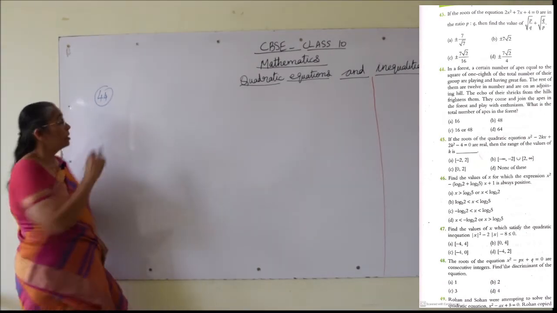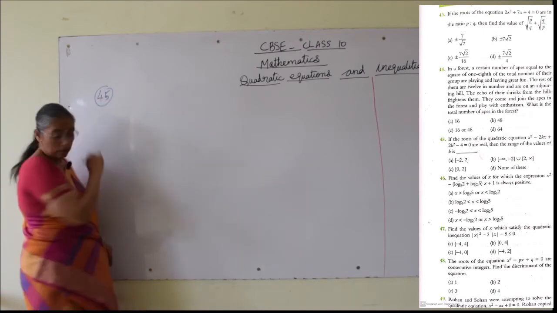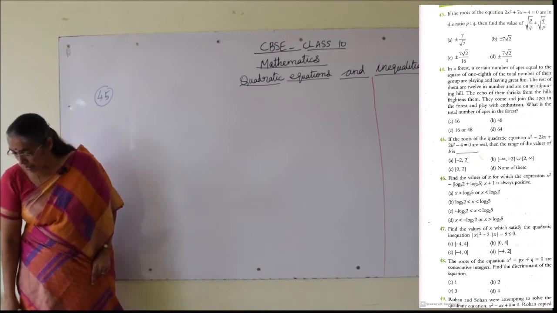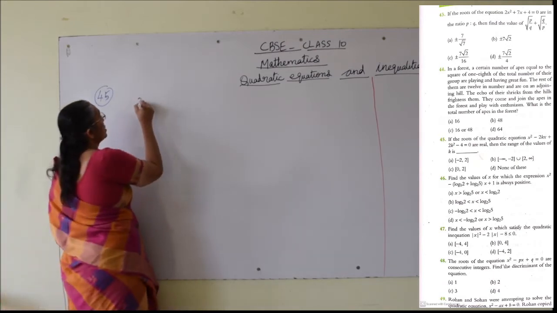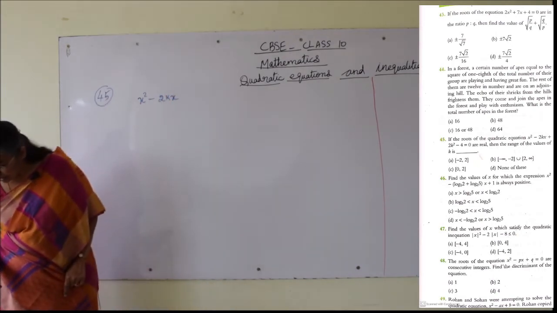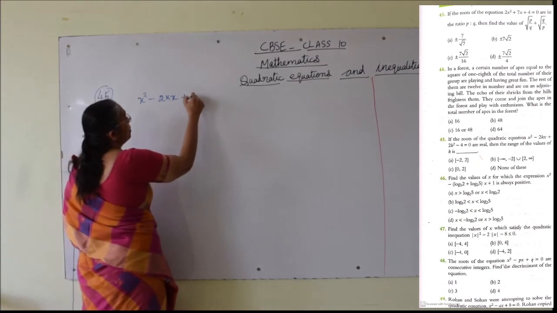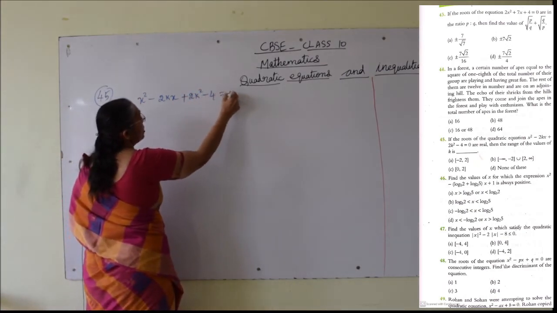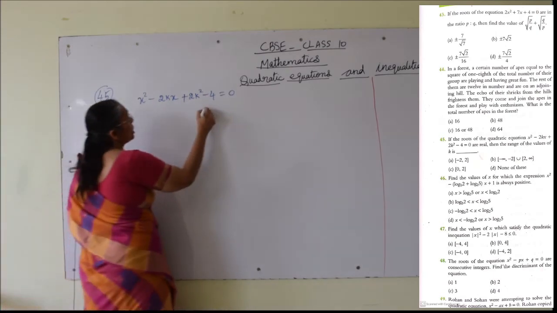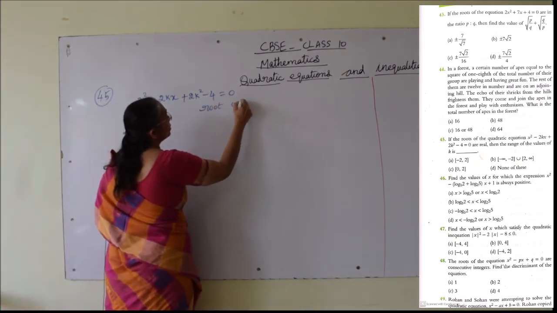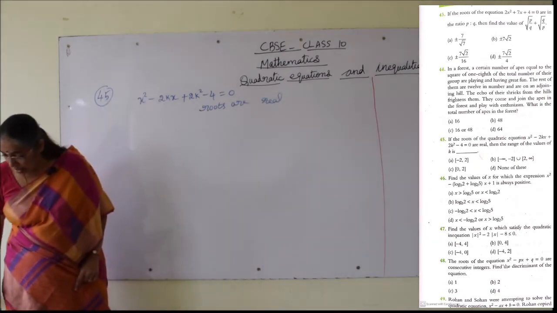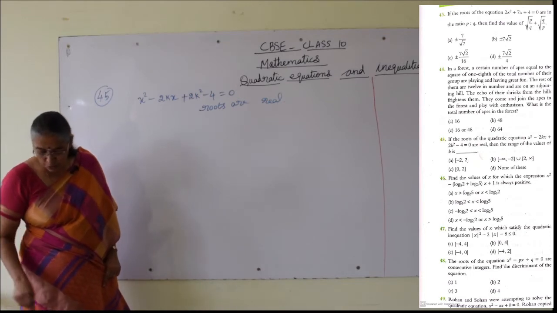Now, question number 45. What is given? If the roots of the quadratic equation x square minus 2kx plus 2k square minus 4 equal to 0 are real. So, the roots are given as real. The roots of this given quadratic equation are real, then find the range of the values of k.